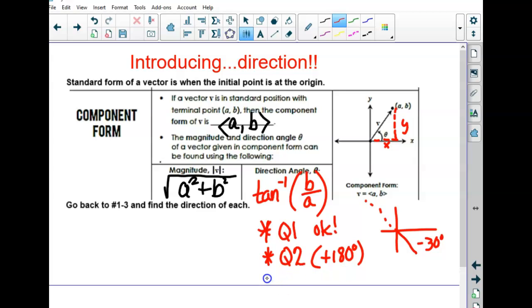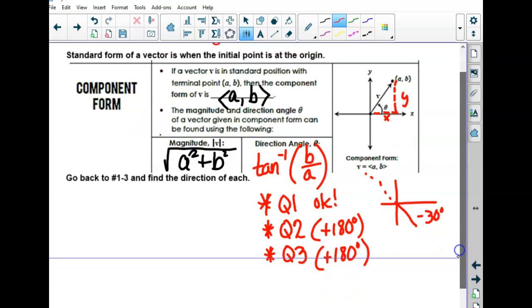If your numbers are in quadrant 3, so you have a negative, negative, the calculator is going to think a negative divided by a negative is what? Positive, so it's going to think it's in quadrant 1. How do you move from quadrant 1 to quadrant 3? Add 180 again.